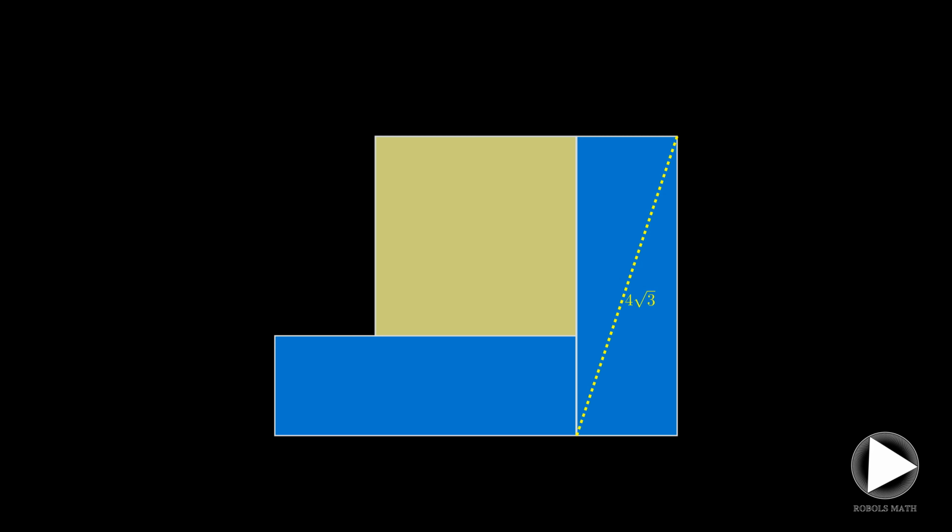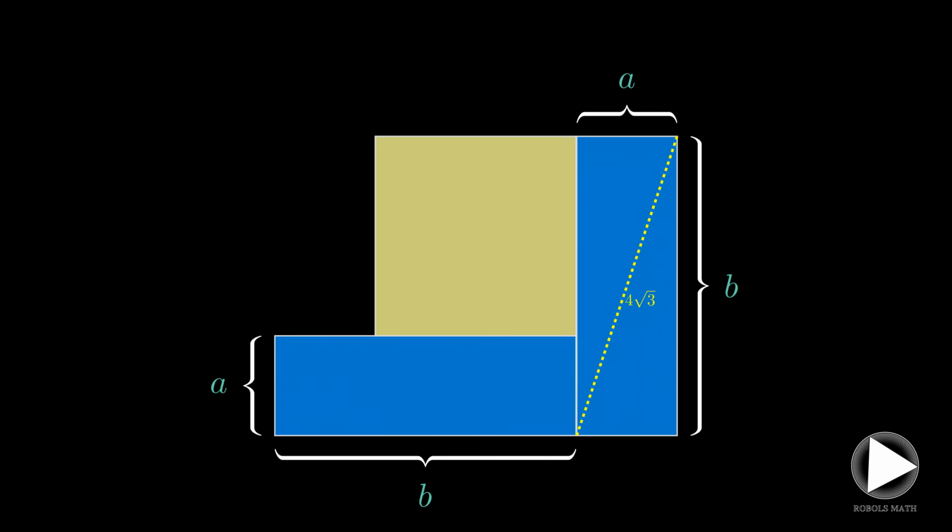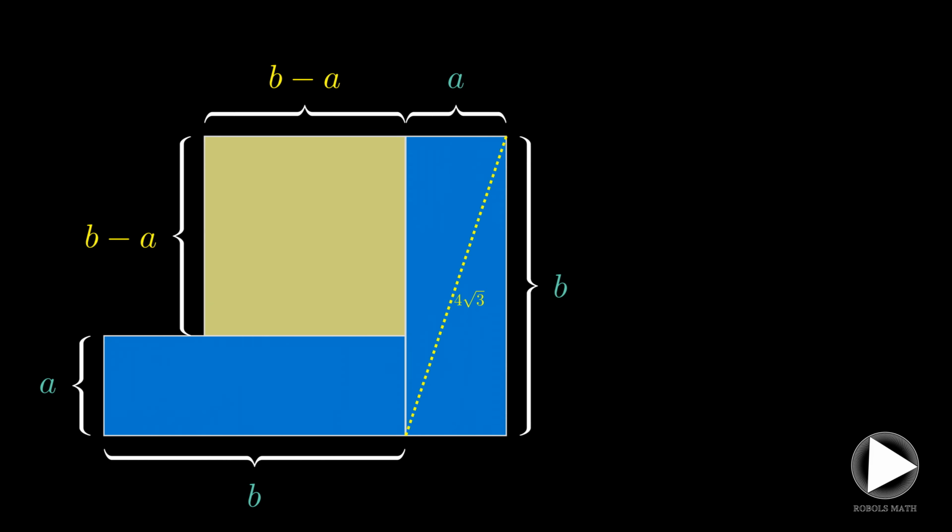For the first solution, we denote the shorter leg of the rectangle as A and the longer leg as B. Notice that the side length of the yellow square should be B minus A, since it is basically the difference of the longer side of the vertical rectangle and the shorter side of the horizontal rectangle. Knowing the dimensions of the square and rectangles, we can definitely find the area.